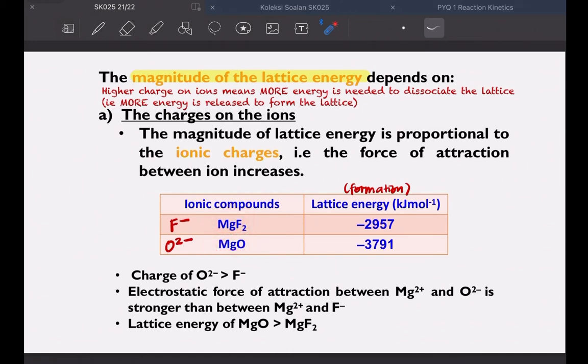Alright, so the magnitude of your lattice energy depends on the charge of ions. The higher the charges on your ions means more energy is needed to dissociate the lattice, i.e. more energy is released to form the lattice, okay? Due to stronger force of attraction.